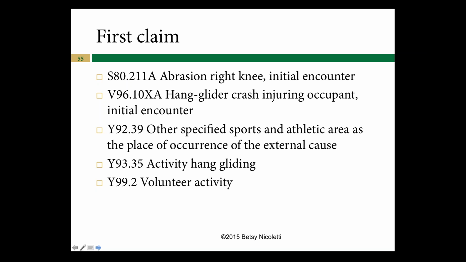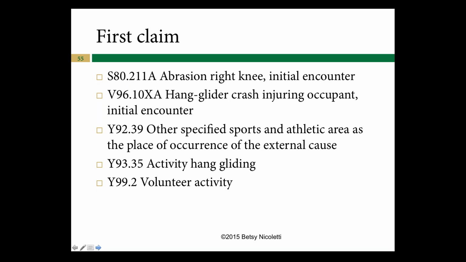We have an external cause code, V96.10XA, hang glider crash, injuring occupant, initial encounter. So if there had been a hang glider crash, if he had bumped into someone, there would be a different code for a hang glider crash when you weren't the hang glider occupant. And then these 3 optional external cause codes.